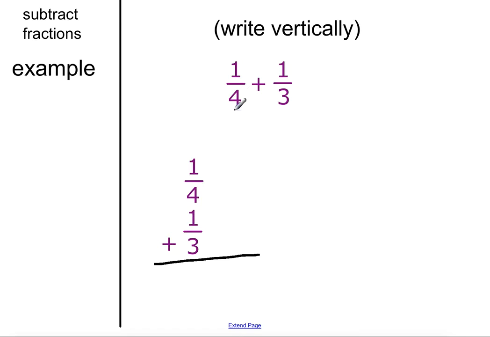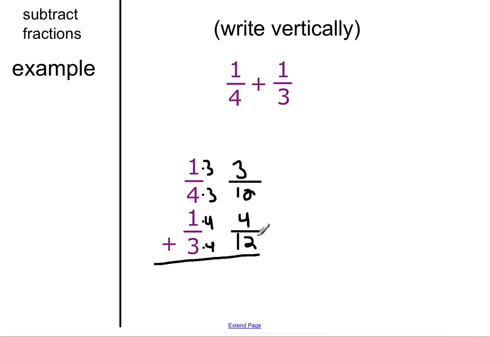4 and 3 are not cut into the same amounts, so I need to cut them into the same amounts. So I need to think of a multiple of both. Well, that would be 12 and 12. So then I need to ask myself, whatever I do to the bottom, I must do the top. Well, 4 times 3 got me 12, so I need to go 1 times 3. And I do the same on the bottom. 3 times 4 gave me 12, so 1 times 4 gives me 4.